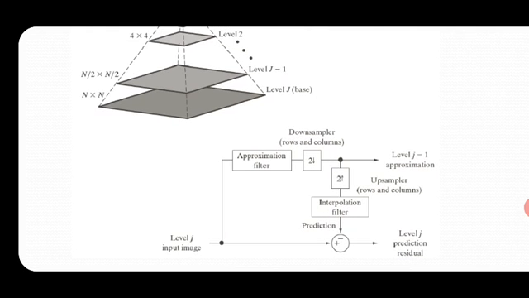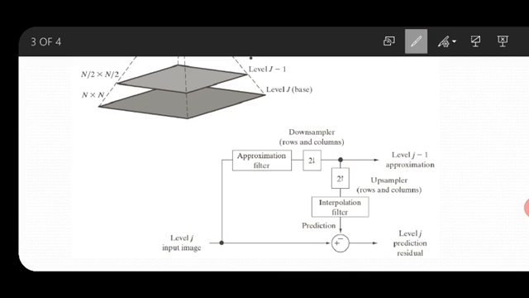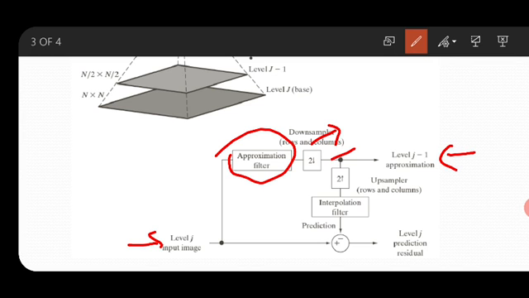Now if I consider the left side, level J, any level, it could be a 1 by 1 level; you can start from 2 by 2, or from 4 by 4. At level J, the approximation filter means the image will be filtered using a low frequency or high frequency filter. Whether it is in the downsampler or the upsampler, you should have two L levels. The level at which you are operating has to be maintained, and it is given to the approximation for level J minus 1.